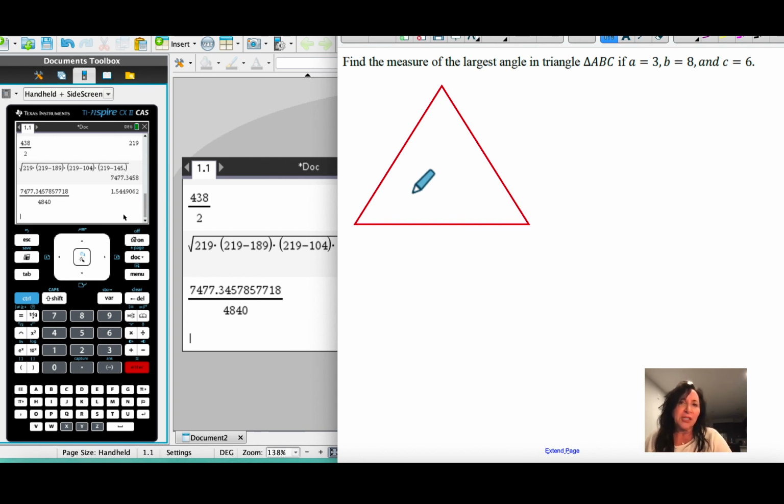It says find the measure of the largest angle. So in triangle ABC, here's A, here's B, here's C. Now, the largest angle is always going to be opposite the largest side, right?